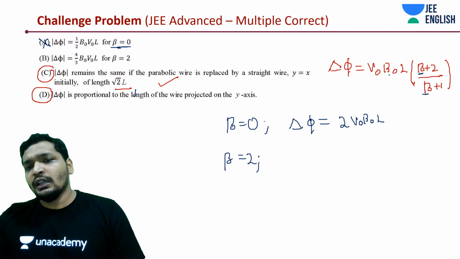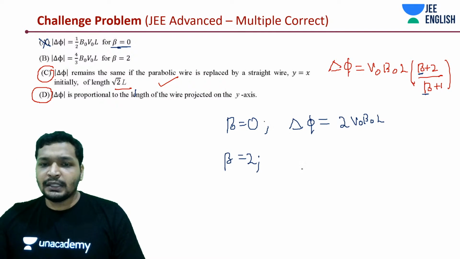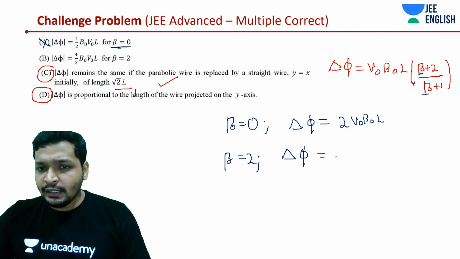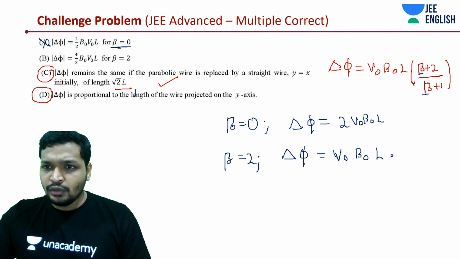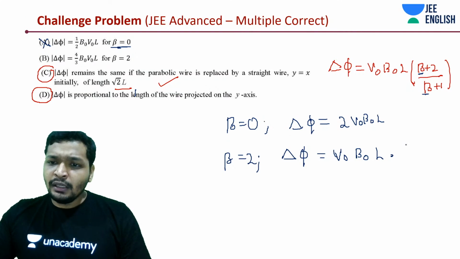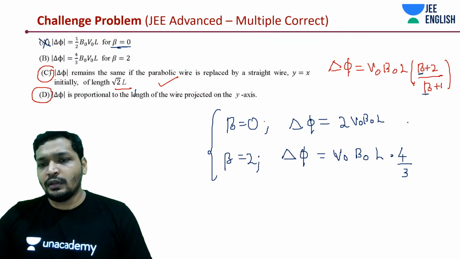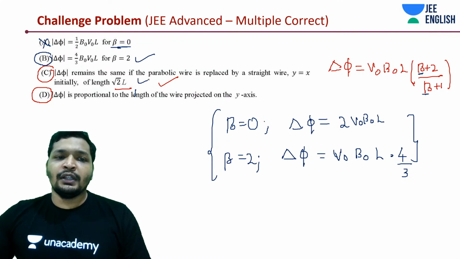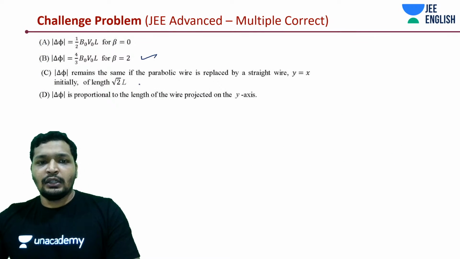What would you get? V naught B naught L into 2 plus 2 divided by 3. B is correct. Del phi is equal to V naught B naught L into 4 by 3 for beta is equal to 2. B is also correct. Options A, B, C and D are correct. Alright, let's move on.